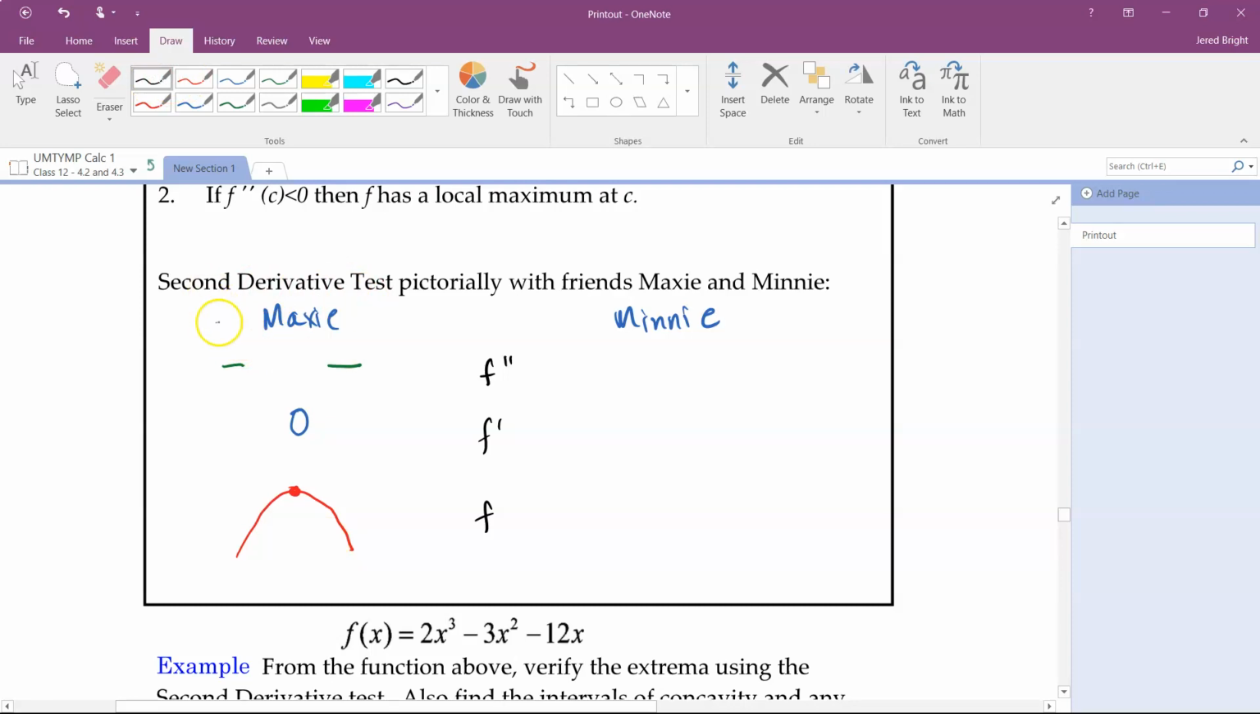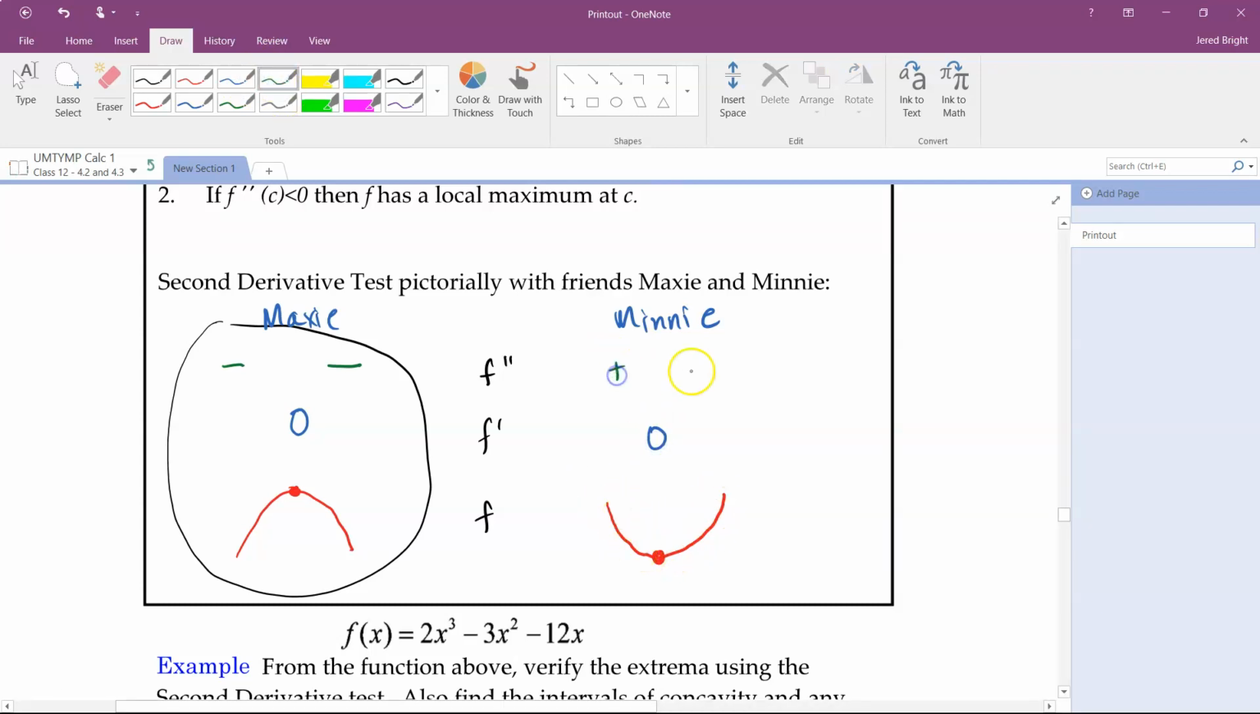And you can imagine here's a little face, a nice little emoticon or emoji, whatever you call these things now. Then Minnie, if you have a minimum, it's going to look like this. At that point, the derivative is 0, but then the entire function is concave up, so the second derivative should be positive. And there we have Minnie. So we have happy Minnie and unhappy Maxi, if you want to think about it that way.